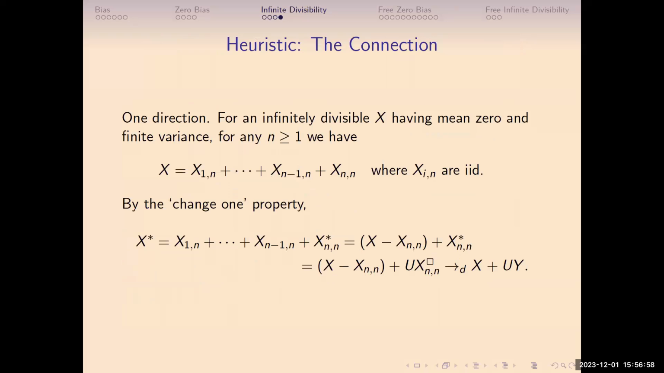Suppose we start with an infinitely divisible distribution, mean zero, finite variance. That means we can write it as the sum of n IID roots. Then you zero bias, and when you zero bias, you throw one of them out. It doesn't matter which one you throw out, because they're all identically distributed and exchangeable. You throw one out and add X_n. The zero bias is the uniform times the square bias, and then you take the limit, and you're done.